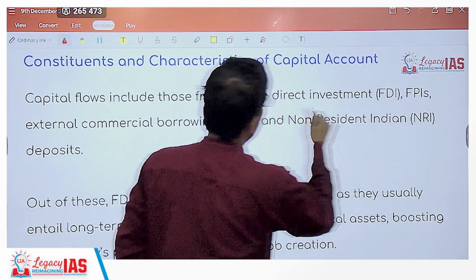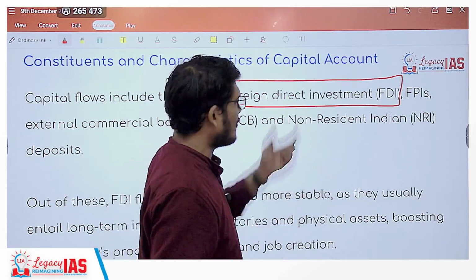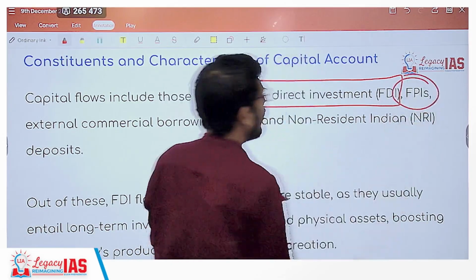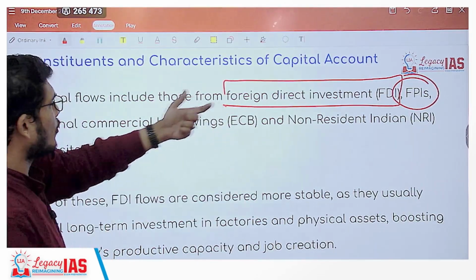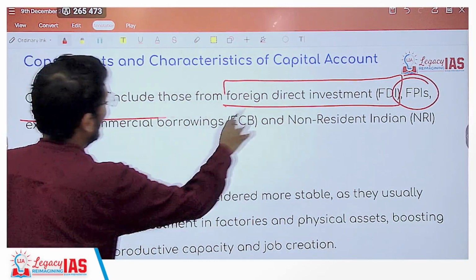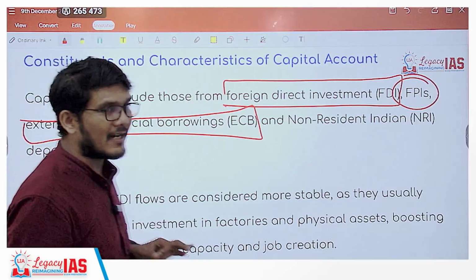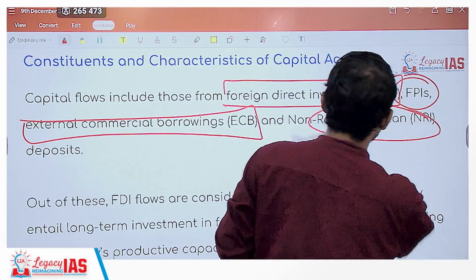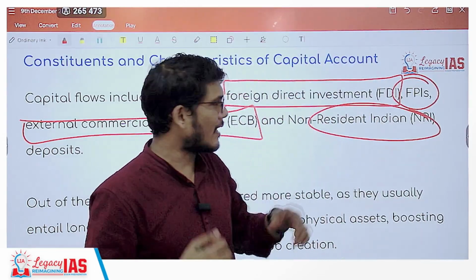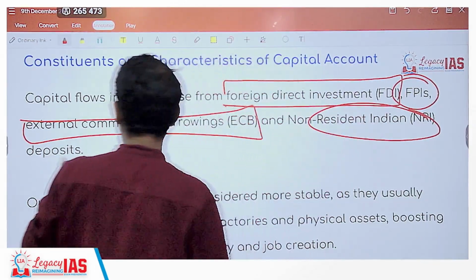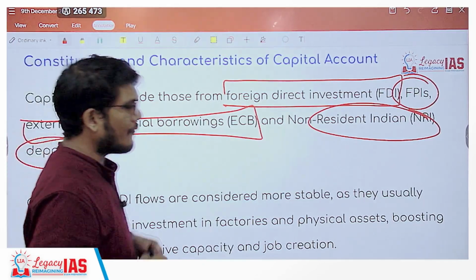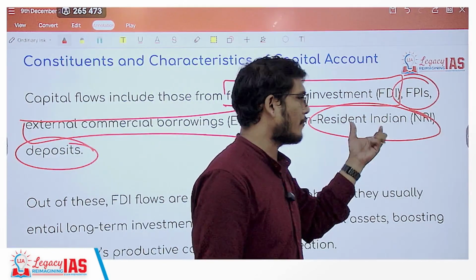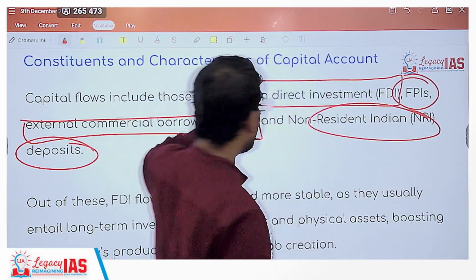So it has foreign direct investment. Foreign investments means foreign direct investments plus foreign indirect investment, that is foreign portfolio investments, plus you have external commercial borrowings, and the remittances or the account that the non-resident Indians, NRIs, will hold. This consists not of the remittances but the non-resident deposits, which will be of investment or fixed nature, will be a part of the capital account.